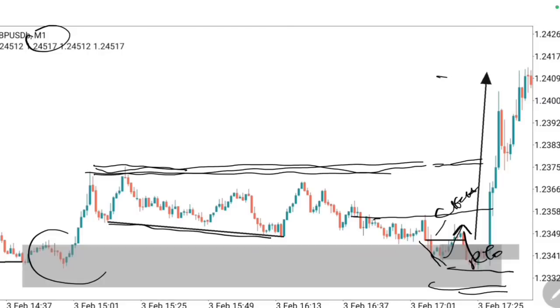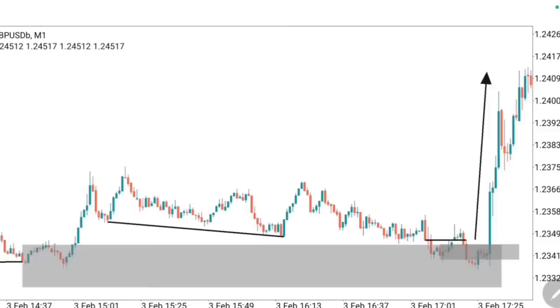And you can as well trail your stop loss up to this point. Okay, now that is it for a buy scenario example.